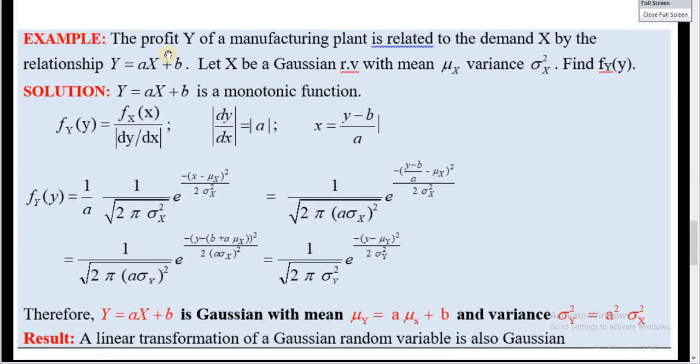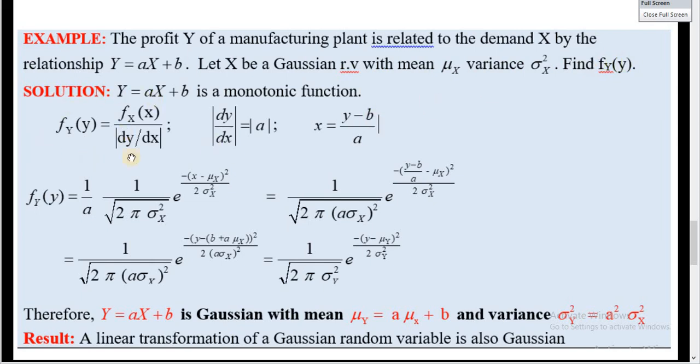We have another example. The profit Y of a manufacturing plant is related to the demand X by the relationship Y equal AX plus B. Again, this is a linear transformation. Let X be a Gaussian random variable with mean mu X and variance sigma X squared. The objective is to find the probability density function of Y.